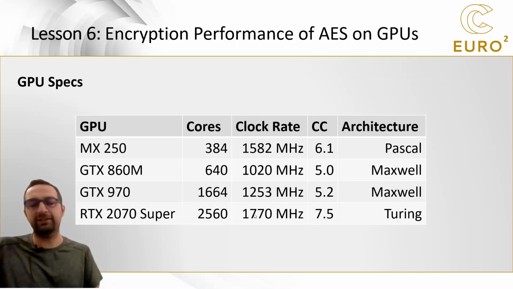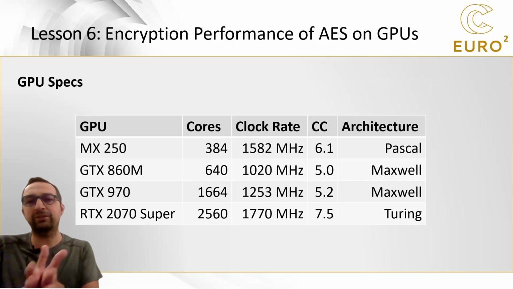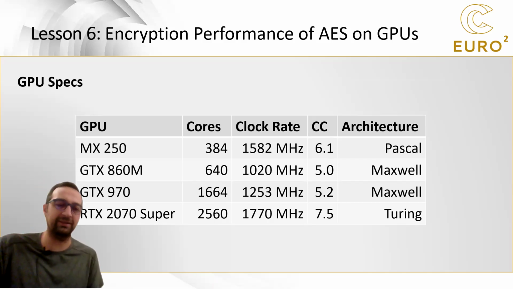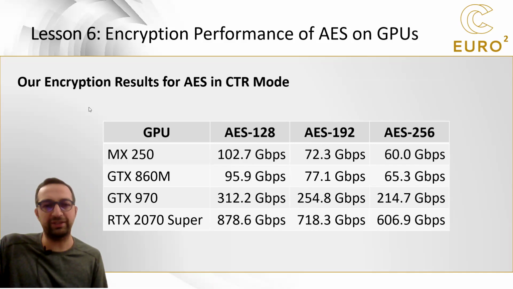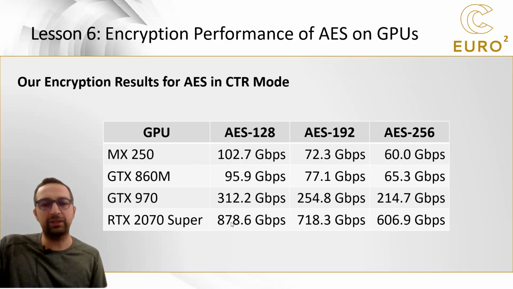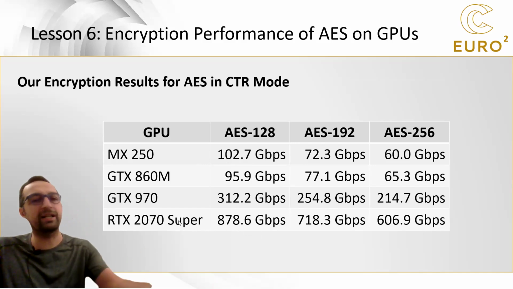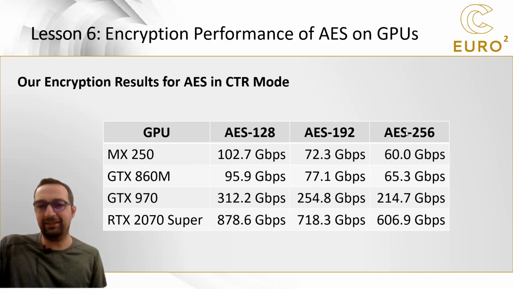And these clock rates are the maximum boost rates these devices achieve. We used different architectures just to show that our optimization is not valid only for a specific architecture, but is valid for all of them. And these are our optimization results. If you run our codes on these devices, you will see that you can even achieve 878 gigabits per second on an RTX 2070 Super GPU. And if you increase the key length, since the number of rounds increases, the speeds go down a little bit.